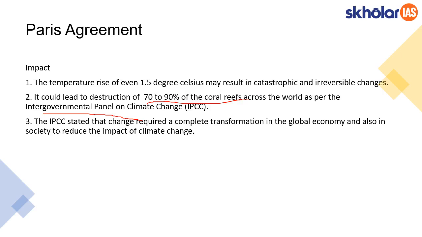And the IPCC also stated that unless there is a complete transformation on two fronts, the economy as well as society, restricting climate change is not going to be possible. So any change that happens has to happen at the economic as well as the societal front.